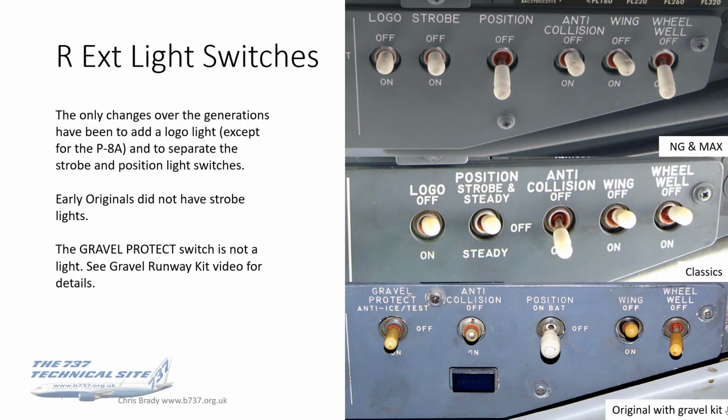Other thing to note is that early Originals, as you can see on the bottom there, didn't have strobe lights. They weren't out yet. It was all done on the anti-cols. I think the only other thing to mention is that the military 737s, particularly the P-8s, don't have a logo light. I mean, why would they?